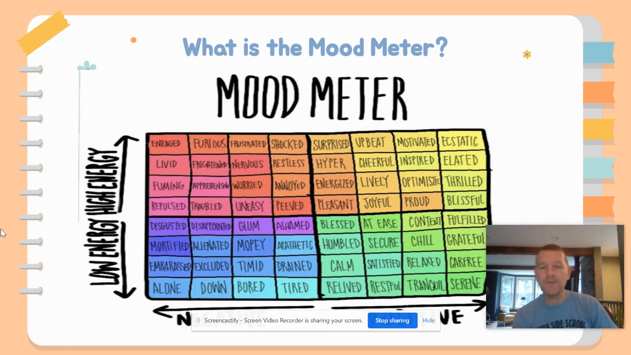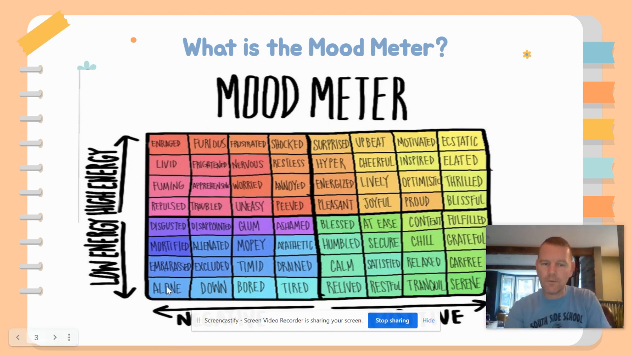Did you know that we have a mood meter? On the mood meter, we start at the bottom corner, which uses the word alone. The bottom quadrant is the blue. As you move over to the right, you're getting into the green. What you'll notice is that as you move from left to right, the amount of positive feelings that you have is increasing step by step by step.